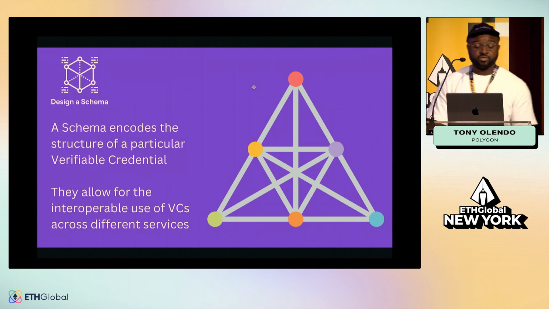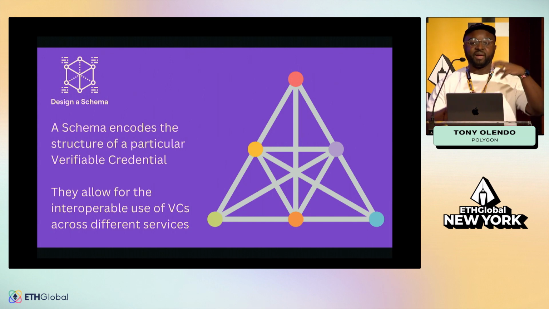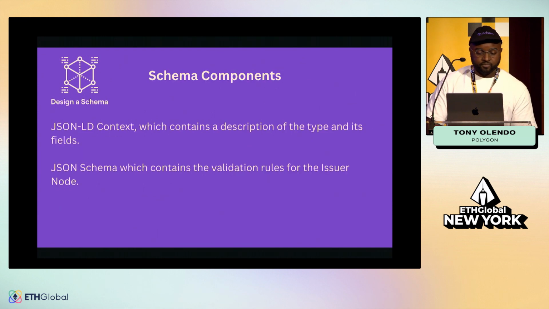So then the beauty of it is that we want to talk about schemas, which is the final step in terms of making sure that you're able to actually have a reliable set of data that you could use. So a schema essentially encodes the structure of a particular verifiable credential, and they allow for interoperable use of VCs across different services. If you have a schema, you could actually combine various verifiable credentials when you're doing the verification later on. And the schema components are basically defined on 2 primary things, which is your JSON-LD context, which is a description of the type and its fields, and the schema, which contains the validation rules for the specific issuer node.